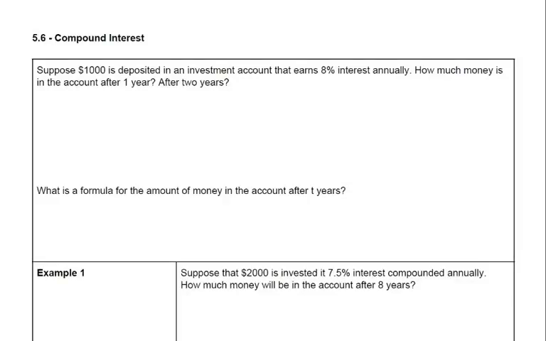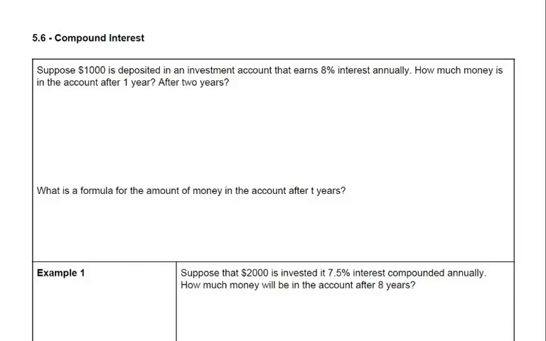So for section 5.6, we're going to talk about compound interest. And this first example here is just to give you a sense of where the compound interest formula comes from. You could very easily just write the formula down and plug numbers into it, and be fine. But I'd just like to give a sense of where the formula comes from using a real example.